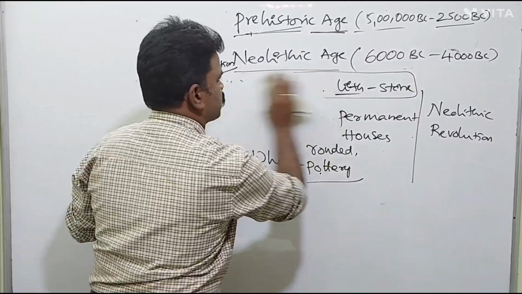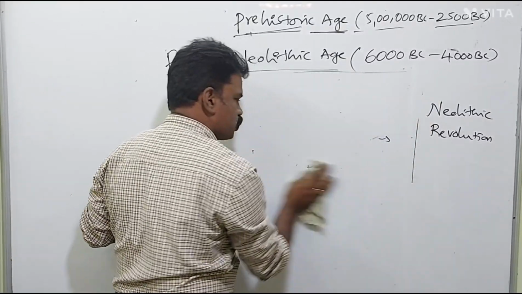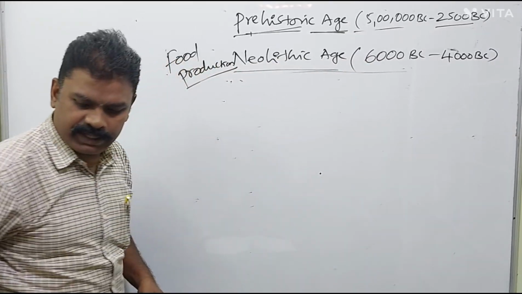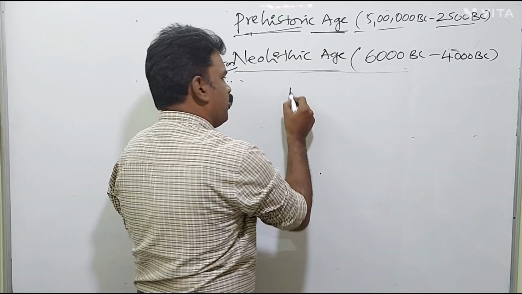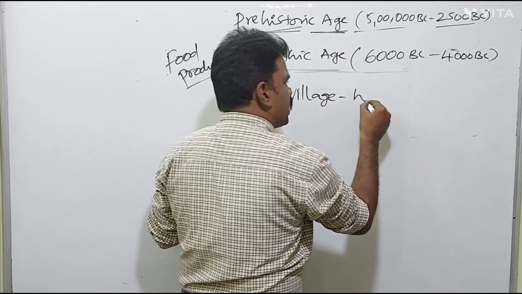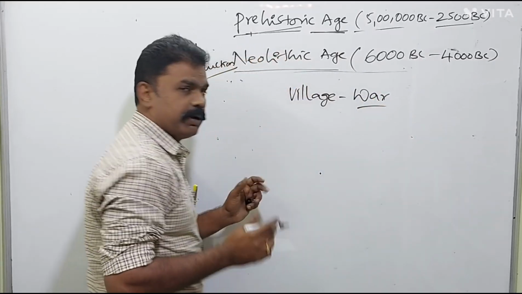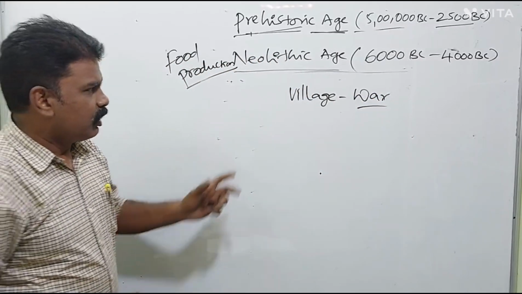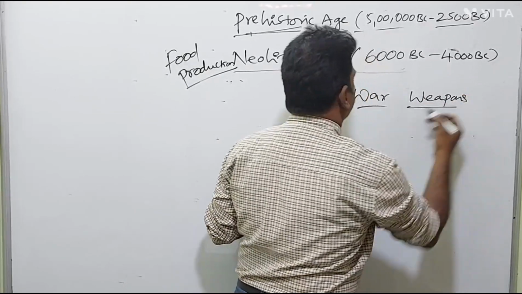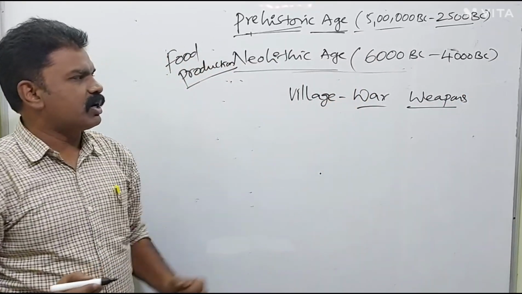Tools of this period were polished tools, and weapons also started in this period, because village culture had started. Whenever village culture started, there was struggle and war among the tribals. So weapons were also used in this period. We find the starting of wars and weapons.